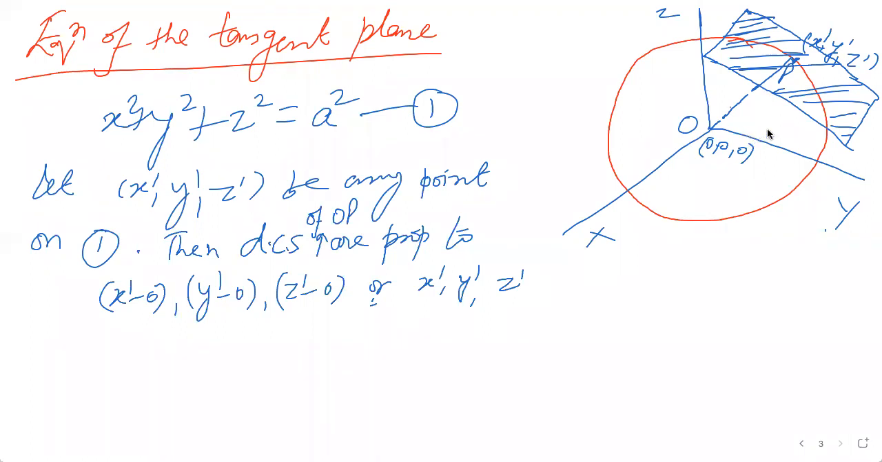And you also know that this OP will be what? Because this is a tangent plane, this will be perpendicular to the plane, because the tangent plane is sitting on the sphere. So when you draw a line from the center to the tangent plane, this line will be normal to the plane because it is perpendicular. So I can say here OP is the normal to the tangent plane.